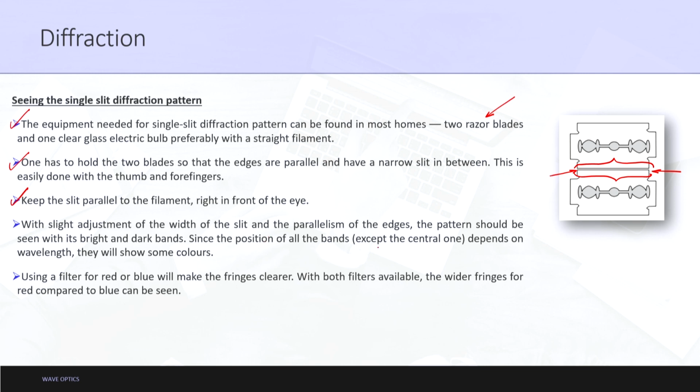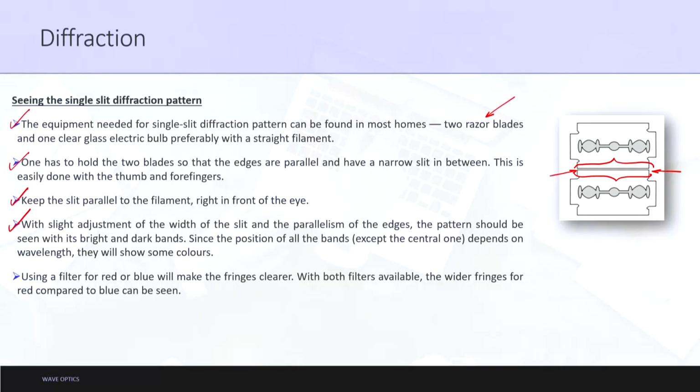Since the position of all the bands except the central one depends on the wavelength, they will show some colors. If we can't find a monochromatic source of light, then from the similar concept we understood in the example of interference fringes, where blue light was available at some position and red light at another position due to the different wavelengths, the similar scenario can be observed here. But because at the center theta is 0, everything is a mixture at the midpoint, and therefore it is a bright central fringe.